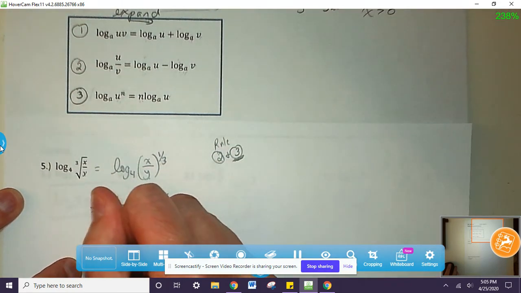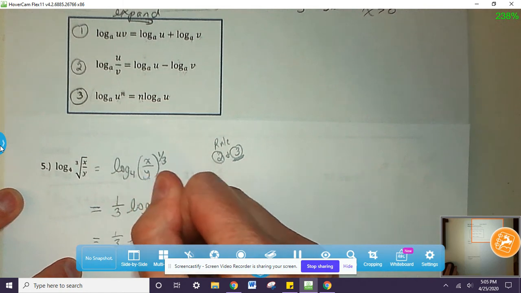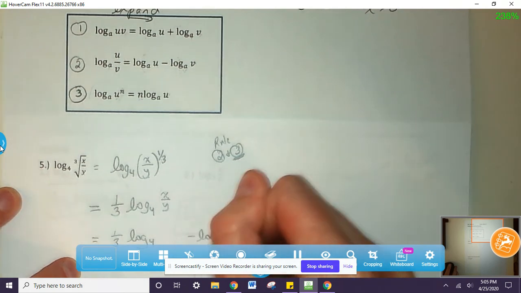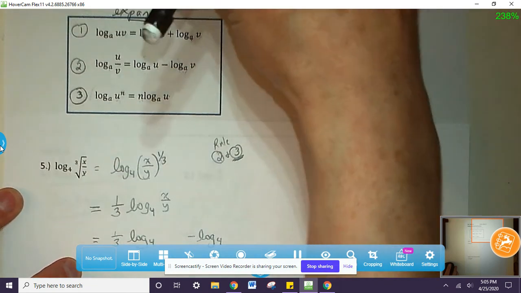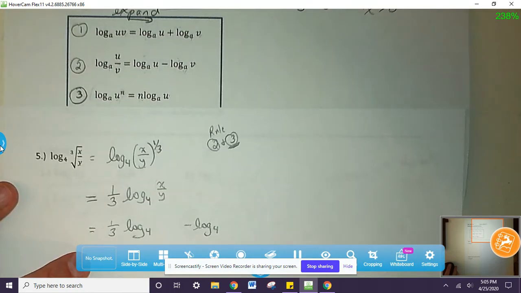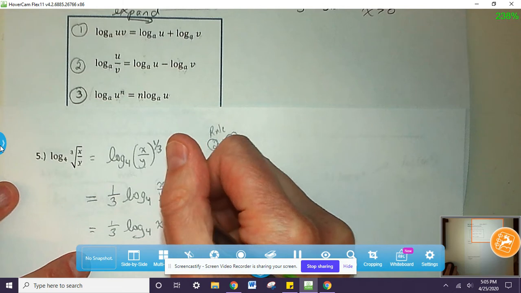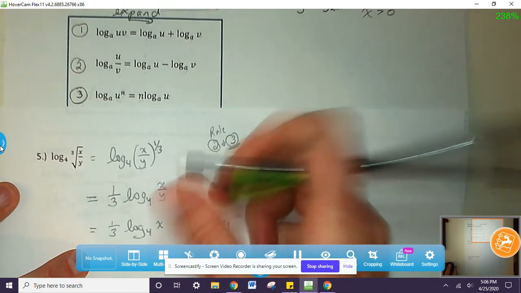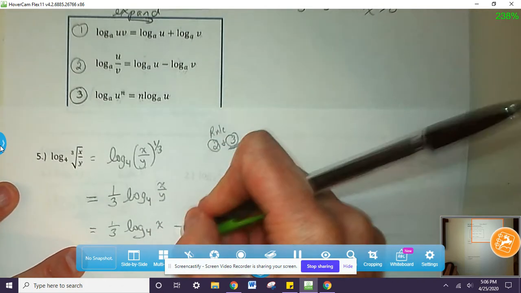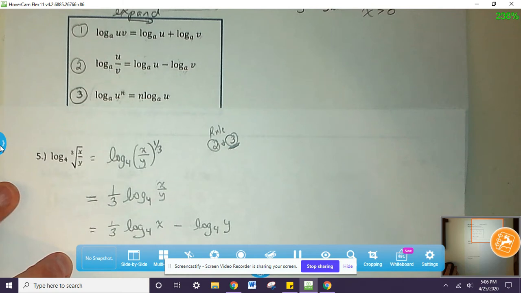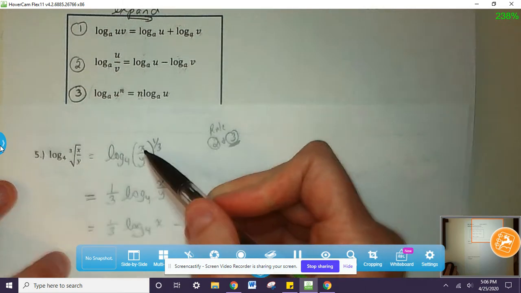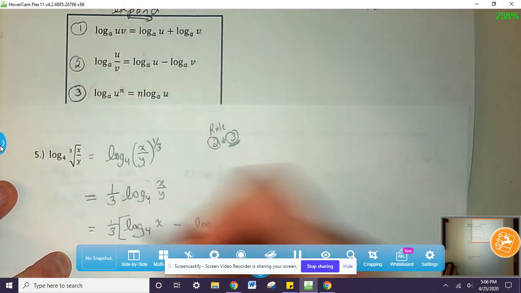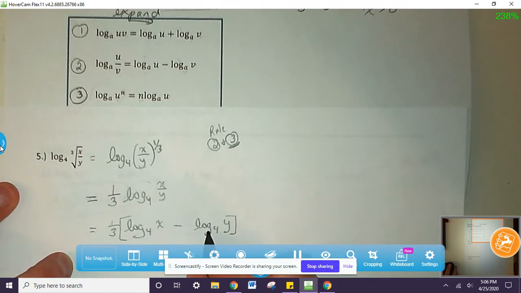We're going to keep log base 4, but we're going to write 2 separate logs with a minus in between them. What goes inside the first log is the x, and what goes inside the second log is the y. The numerator goes inside the first log, the denominator goes inside the second log. We have to be careful because what I have written right now is actually incorrect, because that 1/3 belonged to this entire log. So when we split this up, the 1/3 has to belong to both logs.